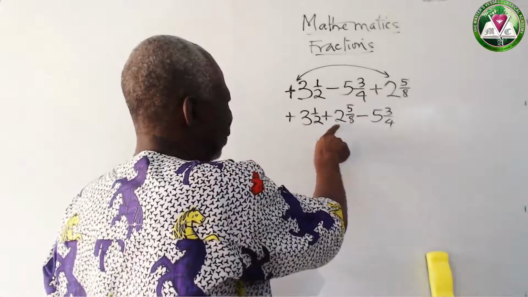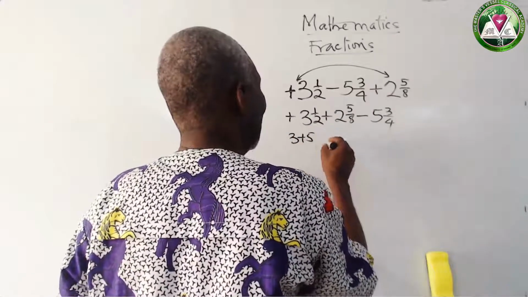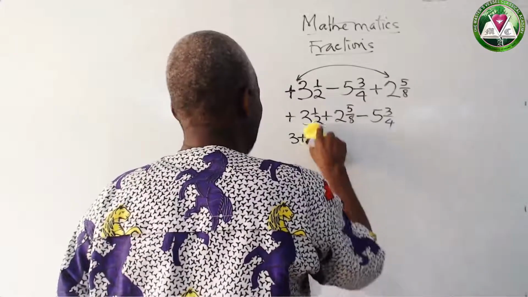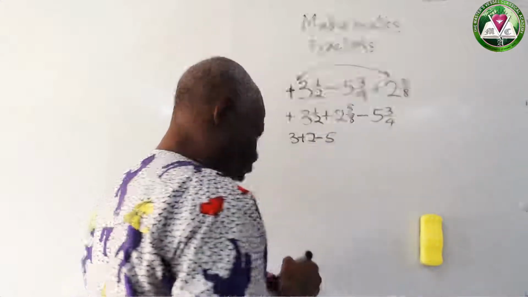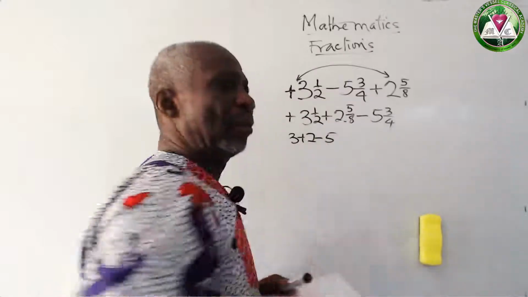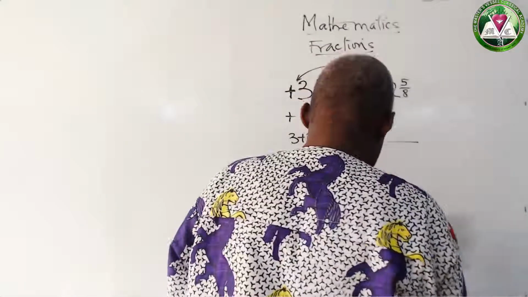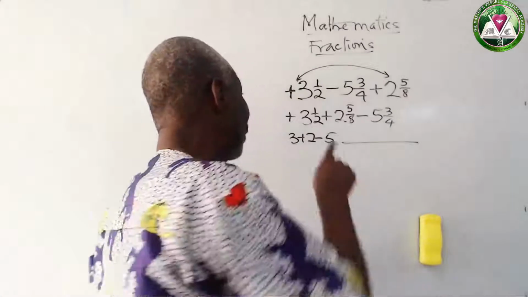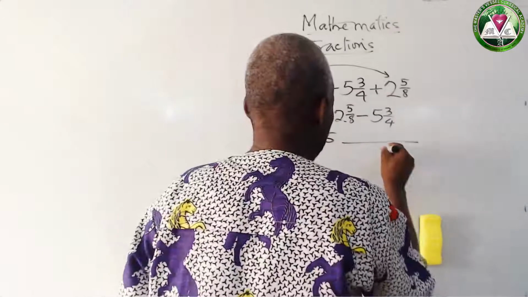3 plus 2, then minus the 5. This is for the whole numbers. This 3 is here, this 2 is here, this 5 is here. That is for the whole numbers. What about the fractions themselves? We need a least common denominator for 2, 8, and 4, and that happens to be 8.